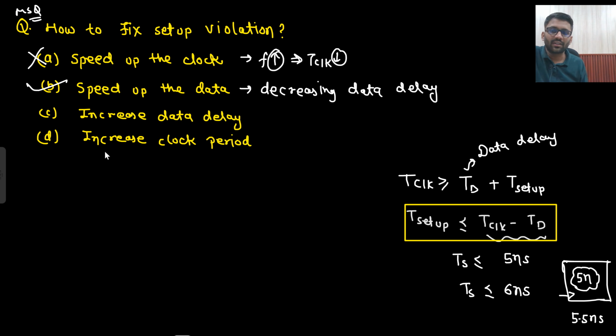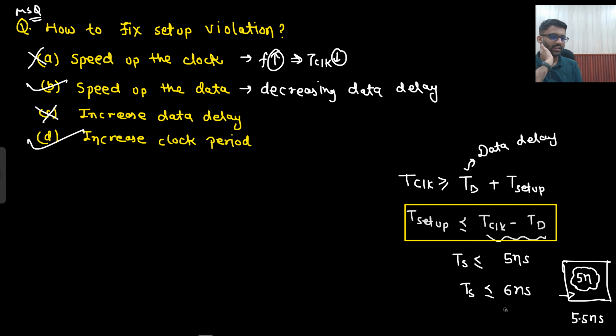In that manner you need to think. Increase data delay: if you increase this data delay, what will happen? This value will go less, and then it is saying that your setup time should be maximum 4 nanosecond, but you have designed it for 5 nanosecond. If you increase the clock period, then this value will increase, and it is saying that the maximum setup time you can have is 6 nanosecond. You have designed for 5 nanosecond, so you are happy. So B and D are correct. In that manner you will think.